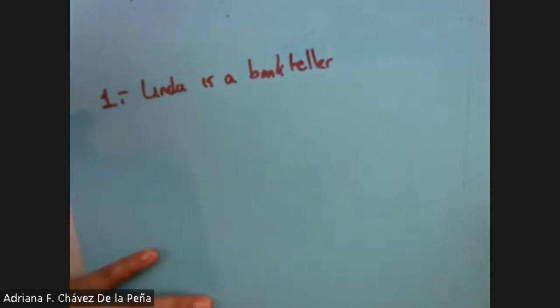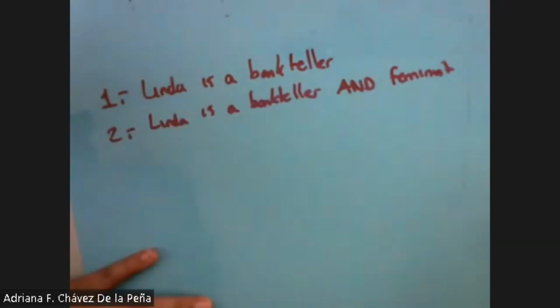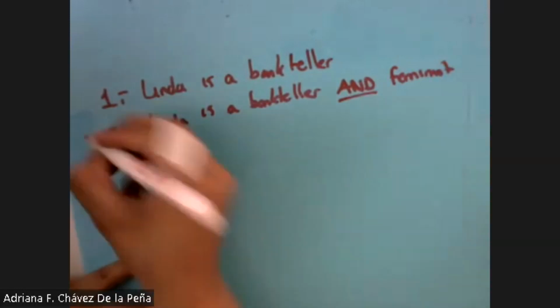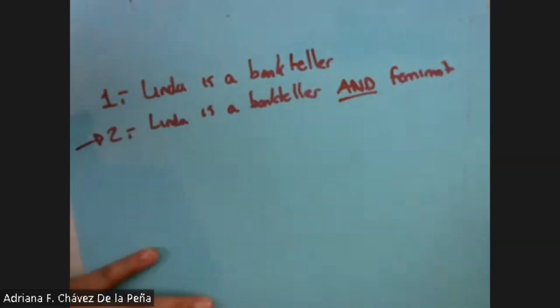1, Linda is a bank teller. 2, Linda is a bank teller and a feminist. Now, given the information that we are given about Linda, this problem is designed to trick you into saying that this is the most likely scenario.